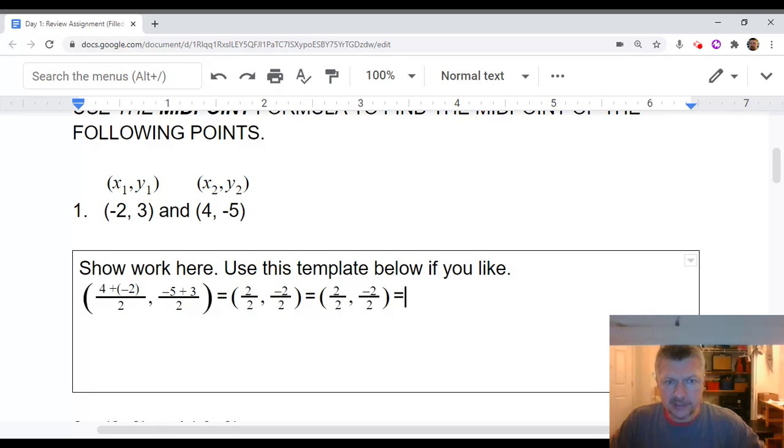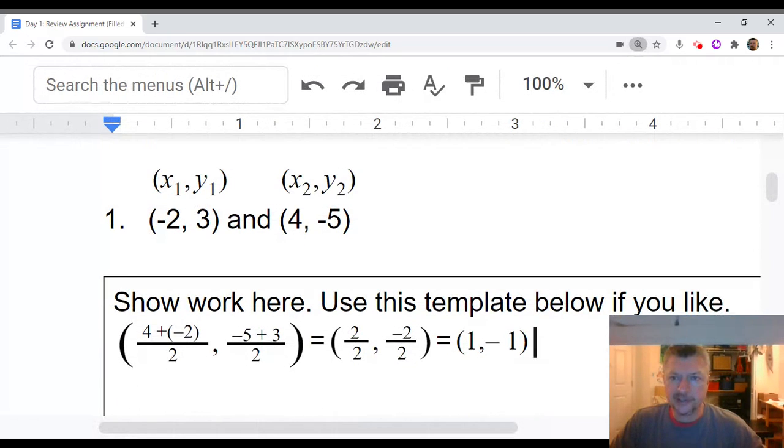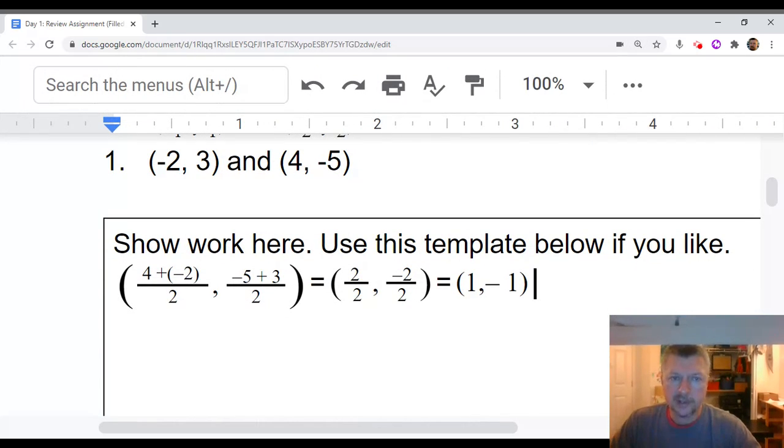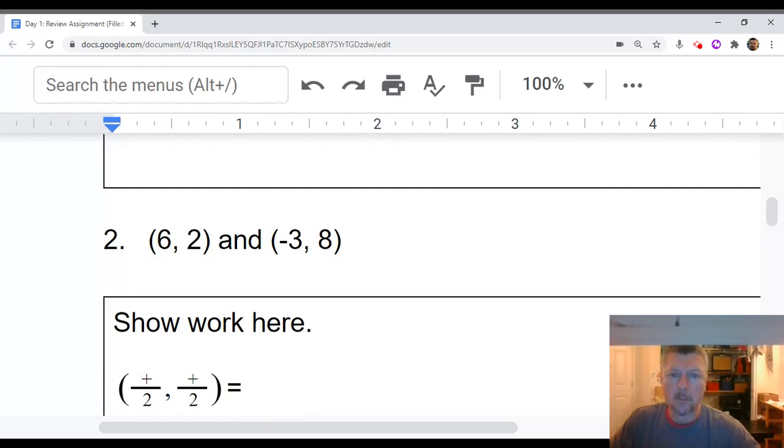Copy and paste, because we could still simplify. 2 divided by 2 is 1. Negative 2 divided by 2 is negative 1. So the point 1, negative 1 should be right in the middle of these 2 points. Let's just check again. 4 plus negative 2 is 2. Negative 5 plus 3 is negative 2. Okay, good. So that's number 1. There it is. Let me make it bigger for you in case you couldn't see it. There you go.